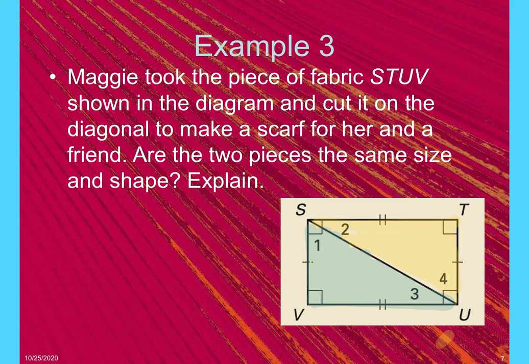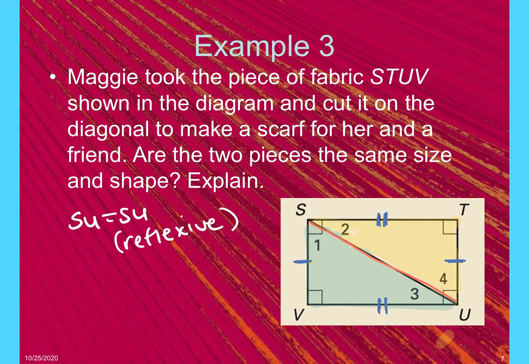So I know that one pair of sides, this single tick and this tick mark match, that's one pair. Two pairs of sides because of the double tick marks. And then this side is part of both triangles, and SU would equal SU, and that's reflexive. So that gives me all 3 side lengths. Now I just need all 3 angles. And that's a little trickier.